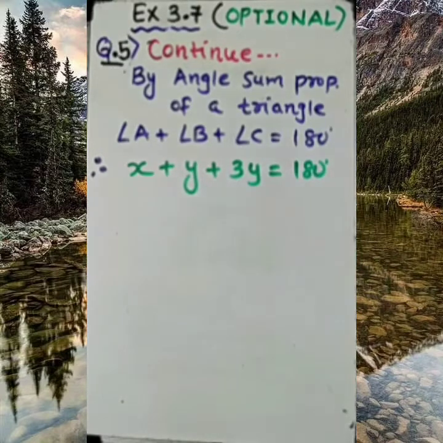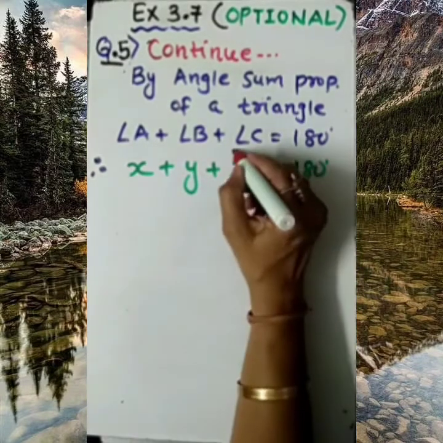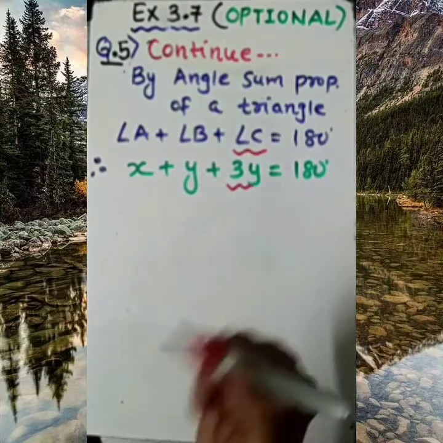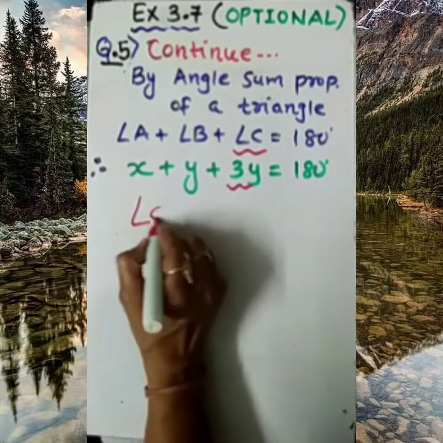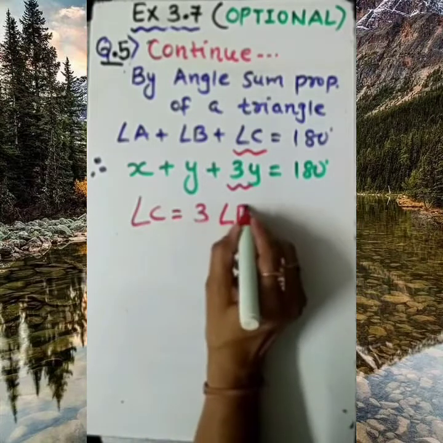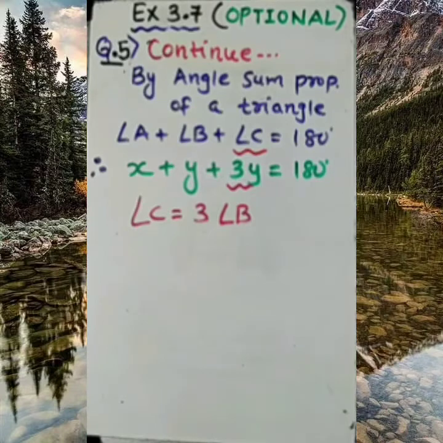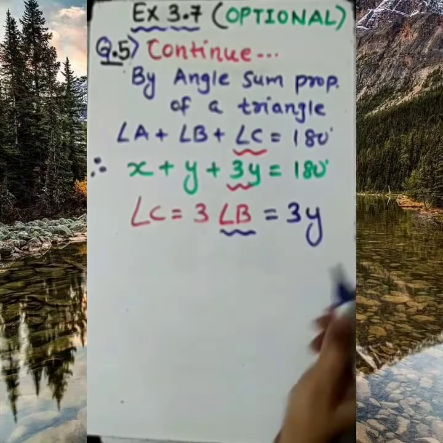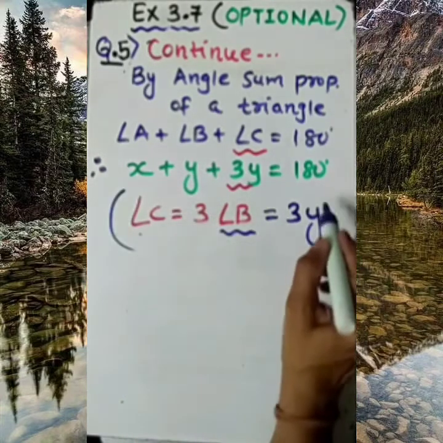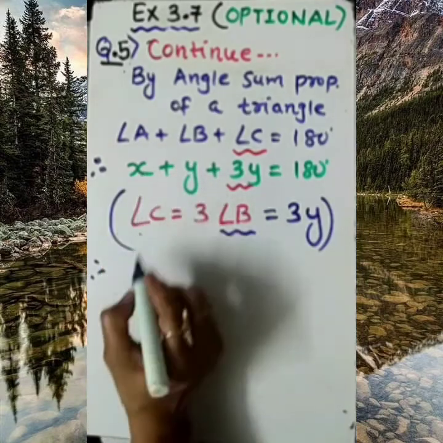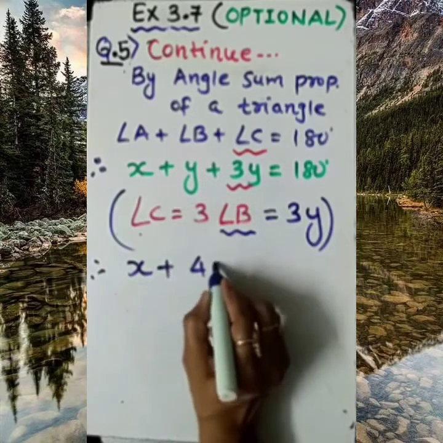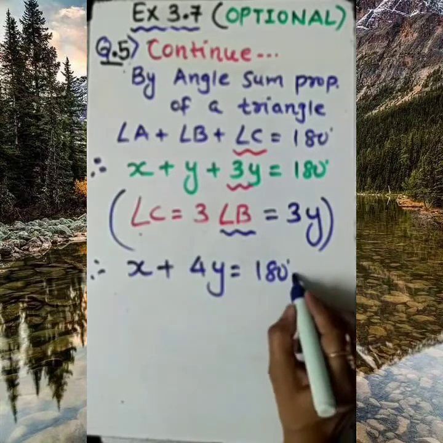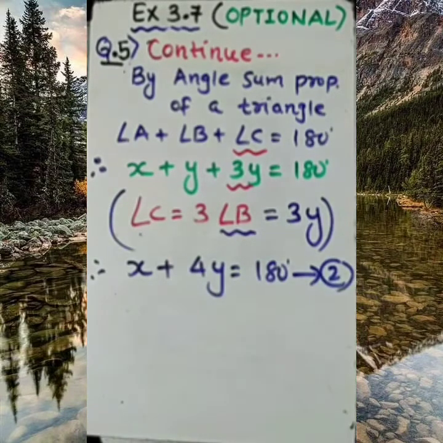What is the reason? How have I written this? Let me clarify. Because we know that angle C equals 3 times angle B. This condition is given. The value of angle B is y, so here 3y. That's why I have mentioned angle C equals 3y here. So let's simplify the equation: x plus 4y equals 180. Let's say this is equation number 2.